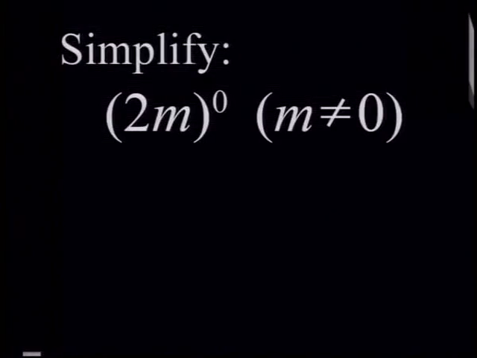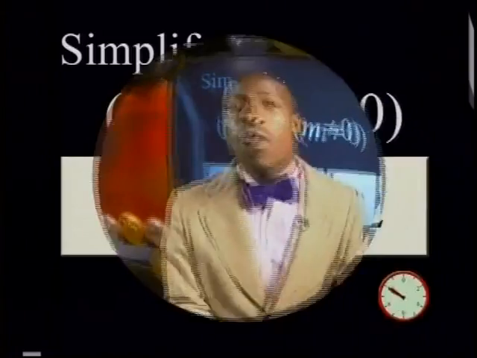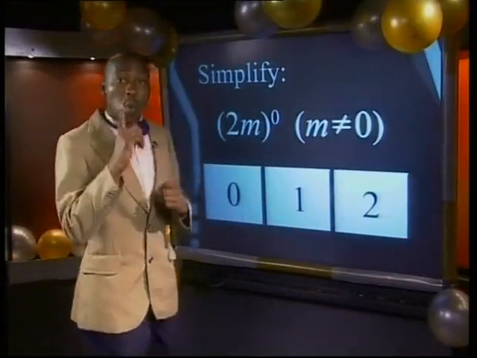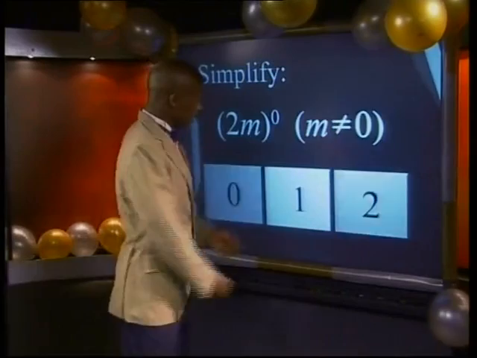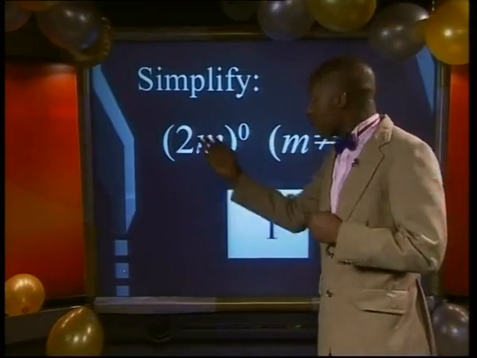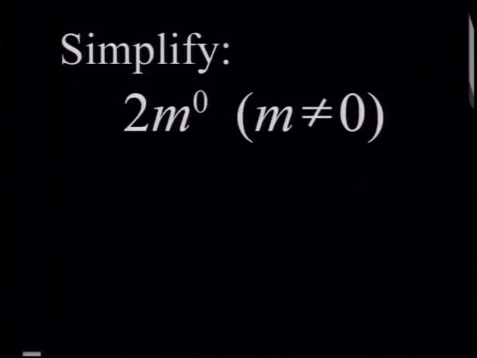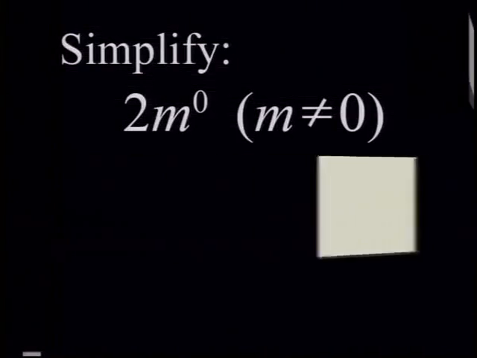2m all to the power of 0. Seen this before? Of course you've seen this one before. Any number raised to the power of 0 is 1. So the answer for this one is 1. The next one might look similar to this one, but take a careful look. 2 multiplied by m to the power of 0.